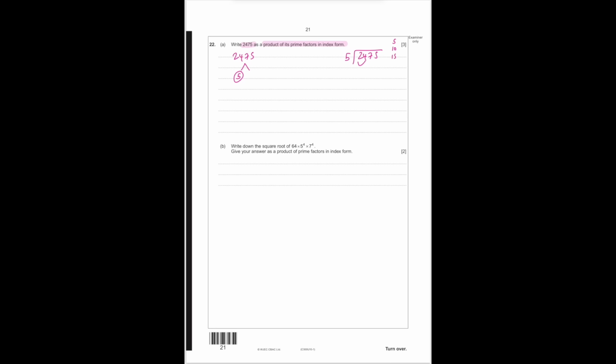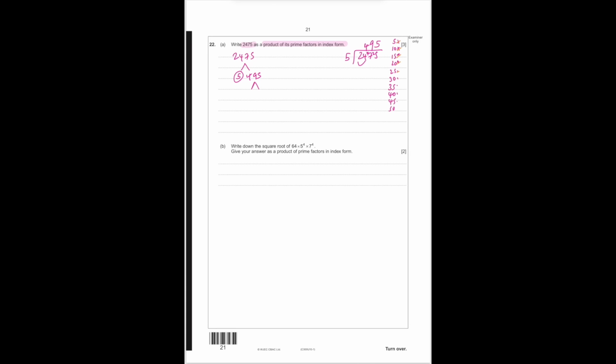5, 10, 15, 20, 25, 30. Okay, 5's into 24. 1, 2, 3, 4. Remainder 4. 5's into 47. Let's go a little bit further. 1, 2, 3, 4, 5, 6, 7, 8, 9. Remainder 2. 5's into 25. 1, 2, 3, 4, 5. No remainder. So 5 times 495.